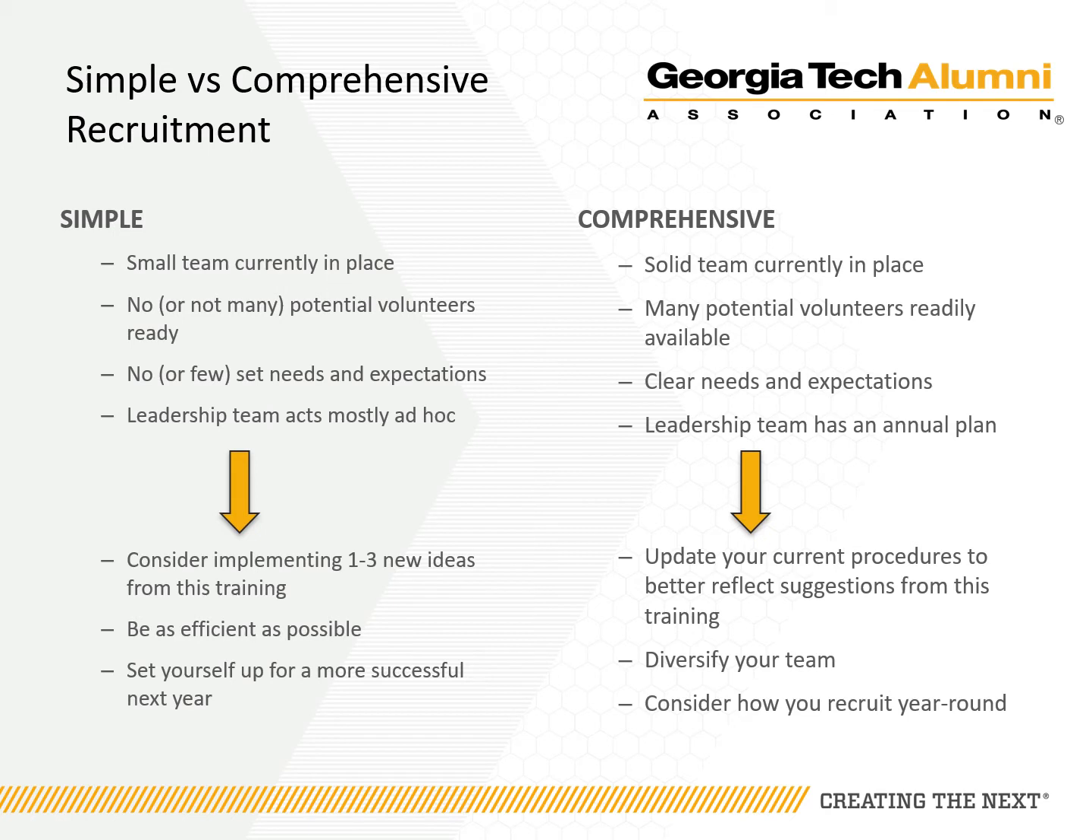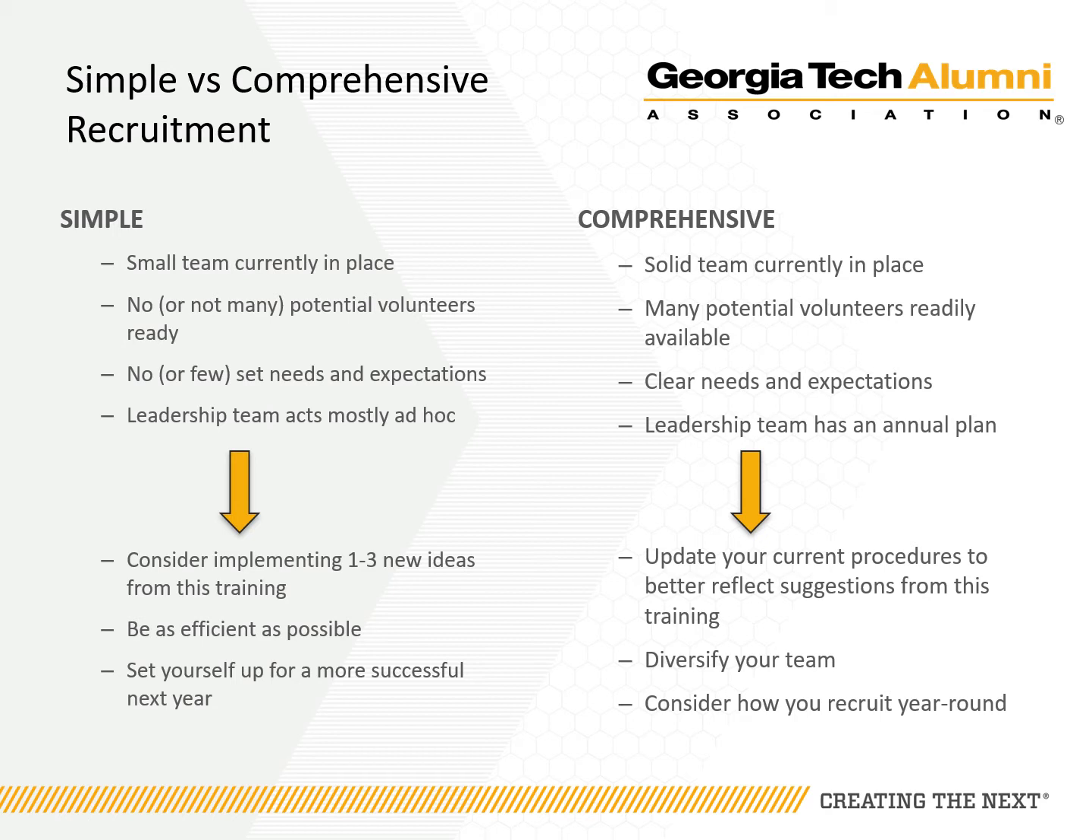Now, I'm going to split the goals into two separate categories based on where you're currently at. The simple strategy for recruiting, and then the comprehensive strategy. The simple strategy would be for those groups that have a small team of leaders, probably don't have any potential volunteers in mind, and you don't really have much in the way of defined expectations laid out in terms of roles and term lengths. For you, I ask that you look into implementing 1 to 3 new ideas from this training, particularly from the ideas that will set you up for success later on, and really think about what's going to help your team's efficiency through these changes.